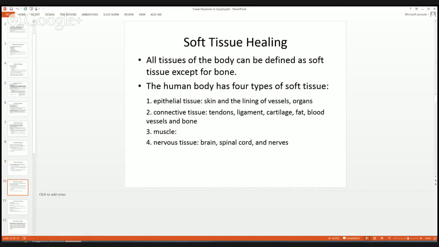All tissue of the body can be defined as soft tissue except for bone. That sounds like a great test question. All tissue in the body is soft tissue except for bone. All right? Has 4 types of soft tissue. You have your skin and the lining of the vessels. You have tendons, ligaments, cartilage, fat, blood vessels, and bone. You have muscles. You have brain, spinal cord. Epithelial, connective tissue, muscle tissue, and nervous tissue.